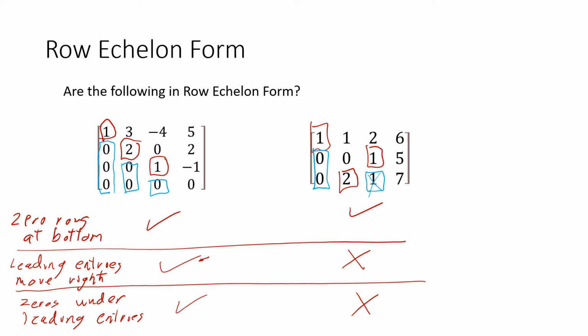So our first matrix is in row echelon form. Our second matrix is not in row echelon form. Row echelon form is very important to understand because, as I said, most of the techniques we're going to be doing in this class, the goal is to get into row echelon form.